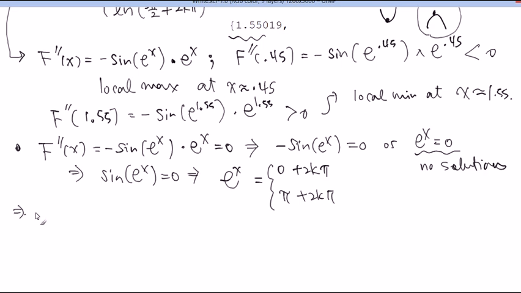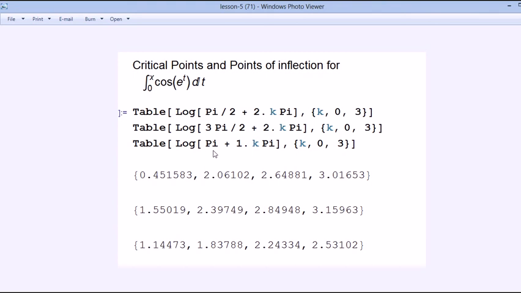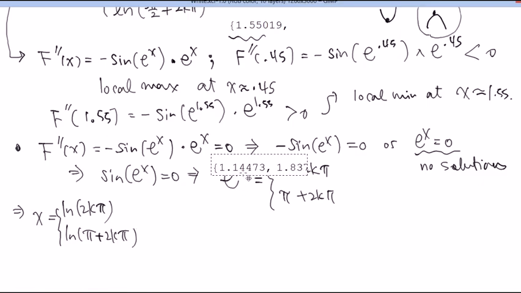Then how do you solve that for x? Put ln in there, right? So ln of 2k pi, or ln of pi plus 2k pi. Now you vary all these k values until you get numbers between 0 and 2. So I did that in here, log of pi plus all that, and it includes 0 as well. It turns out these are the two numbers, 1.14 and 1.83. After that, it is outside 2, so we do not collect that. So we have these two values here.